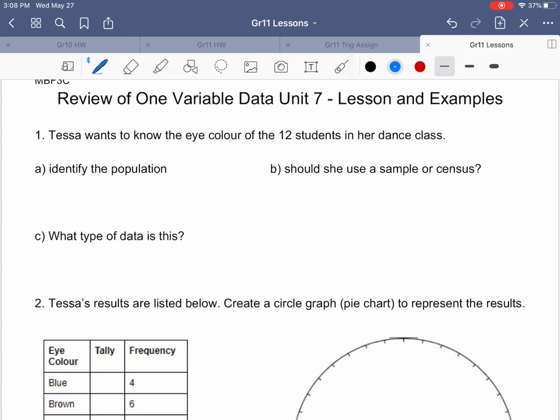So in our first question, Tessa wants to know the eye color of the 12 students in her dance class. So the first thing we want to do is identify the population. The population is Tessa's dance class. And we need to make sure that when we're identifying a population that we are specific.